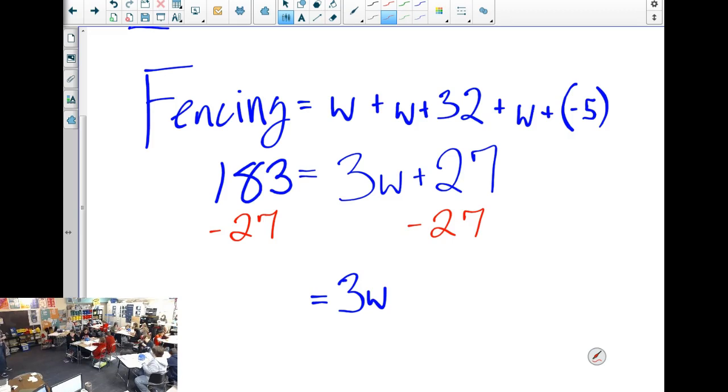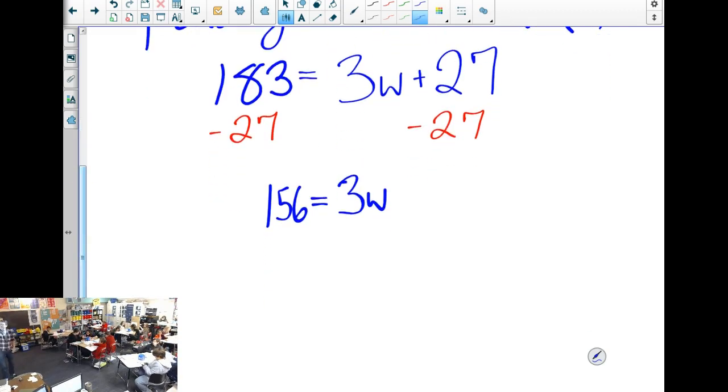183 minus 27, break it. Take the 7 off first. Brings us down to 176. Then take the 20 off. I got 153. No, it can't be 153, because we took away 27. I sometimes can't do math, but sometimes I can.